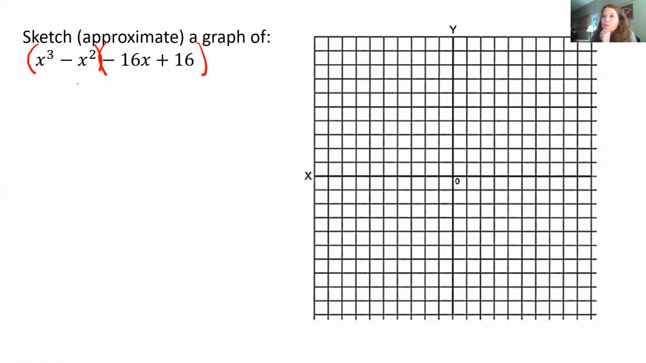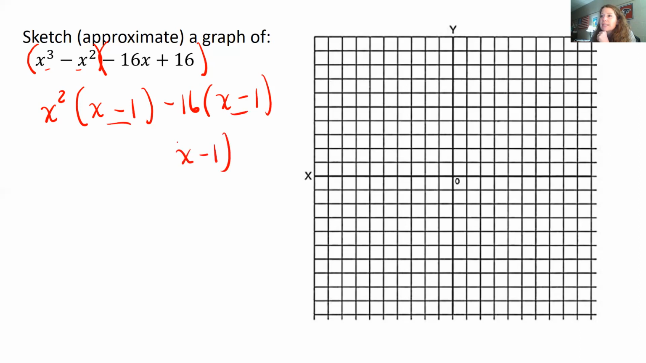So what did they have in common? These first 2 terms, we can factor out an x squared. So x to the 3rd divided by x squared is x, minus 1. And then we're going to pull out a -16, and we get x minus 1, which is what we wanted. We wanted these to match. They do. So one of my factors is x minus 1.